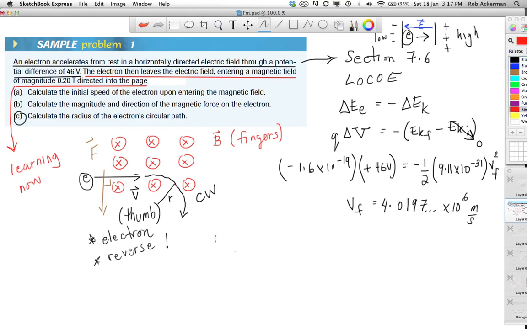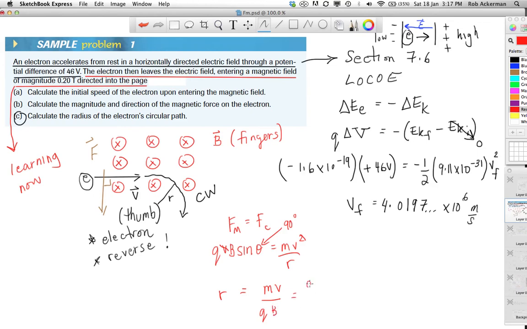We start by saying that the magnetic force equals the centripetal force. qvB sine theta equals mv squared over r. And we notice that the v there and one of the v's there is going to cancel. Theta is going to be 90 degrees, so maybe I'll put that in right away because sine theta will be 1. So what have I got here? Let's isolate r. r equals mv over qB.